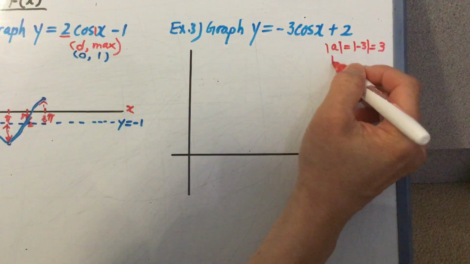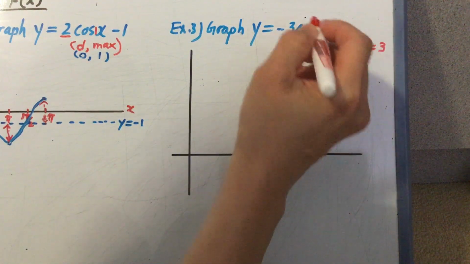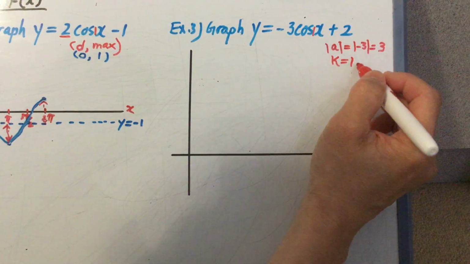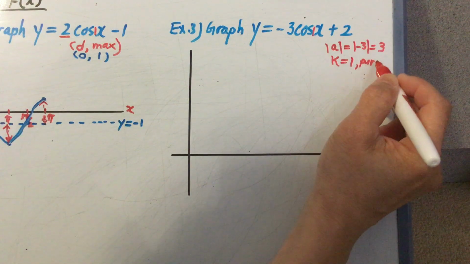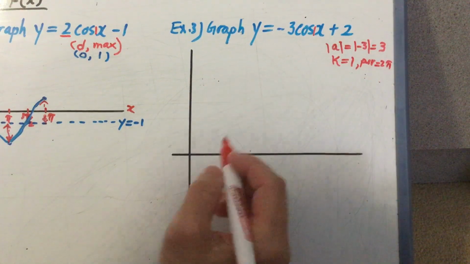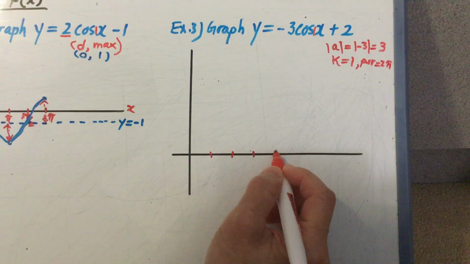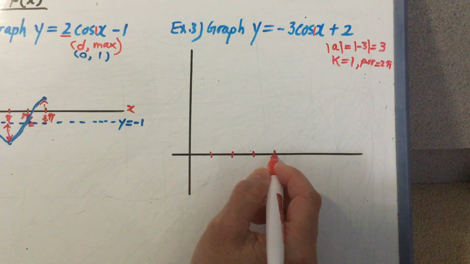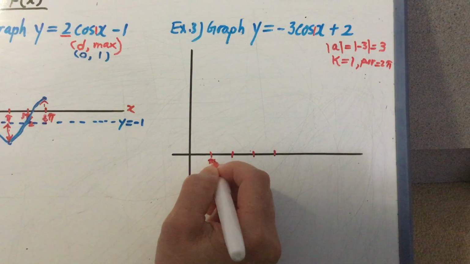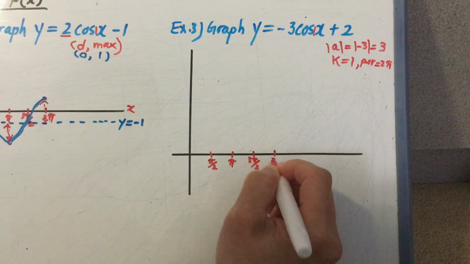The k value, same thing, is 1, okay, because you don't see any coefficient in front of the x. So that means the period will still be equal to 2 pi. 2 pi over 1 is 2 pi. So again, that means if I'm going to give myself 4 equal parts, I still get the same thing here, okay? We're still not doing an example with the phase shift yet, okay? So I have pi over 2, I have pi here, 3 pi over 2 here, and then 2 pi, okay?